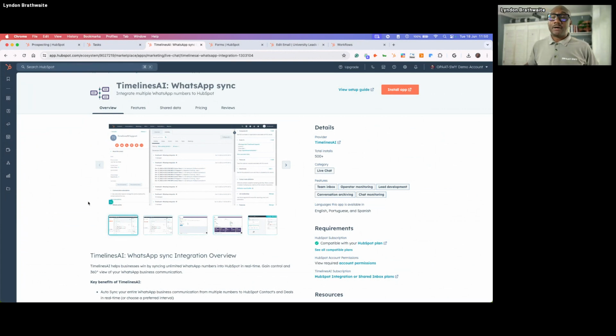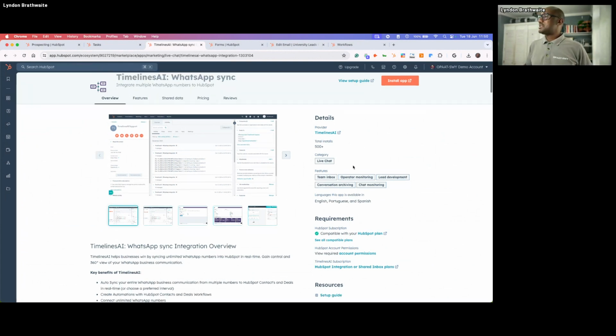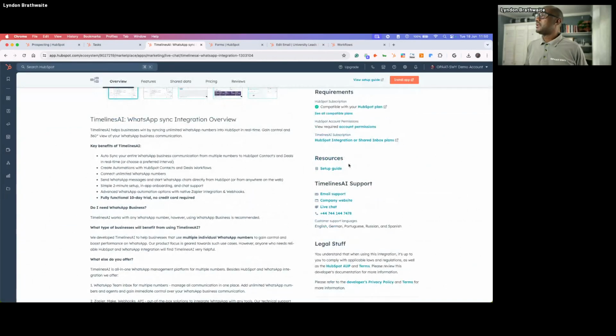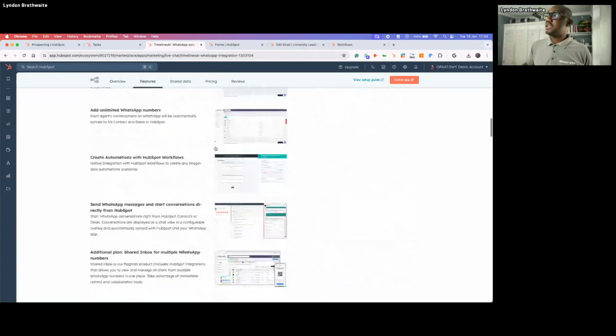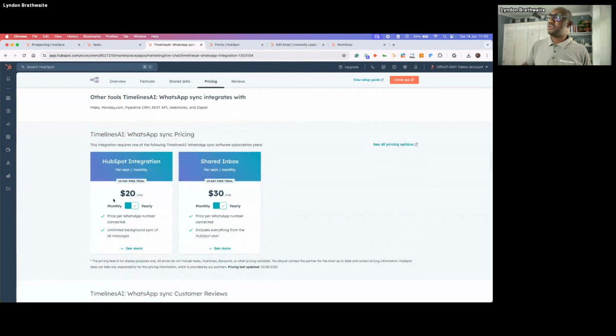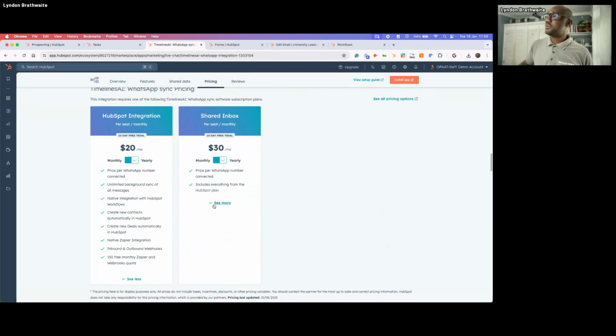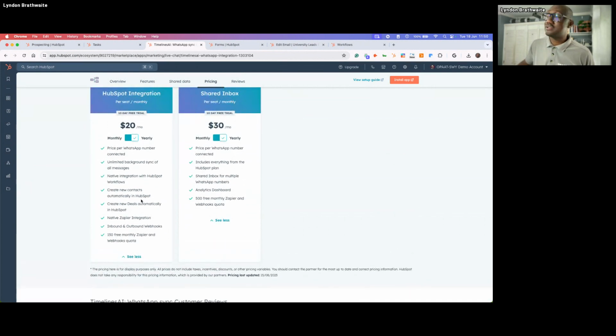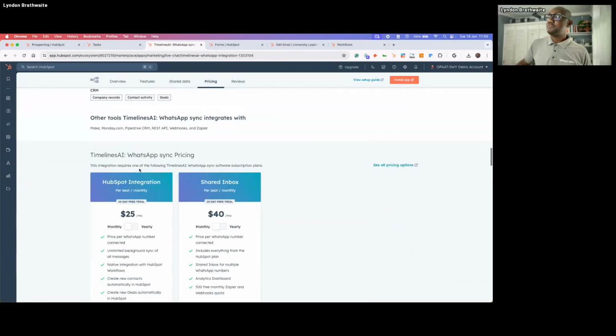What's the compatibility? Good question. It is open to all hubs. The only thing is there's a price point to it, about $20. And if you're looking at the shared inbox, where you have multiple users, then this is the cost, and I think it's $30 per WhatsApp number. And this is the standard one. But for what it does, I think it's excellent. Those are the monthly prices if you're not doing an annual subscription.